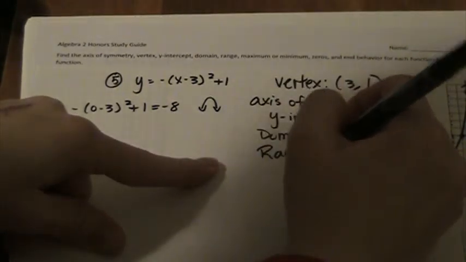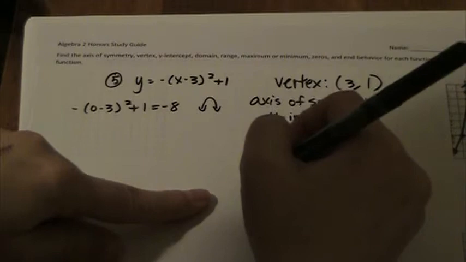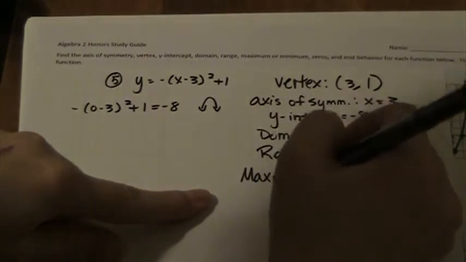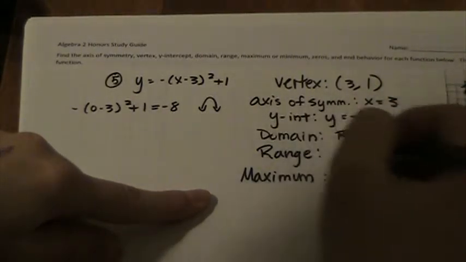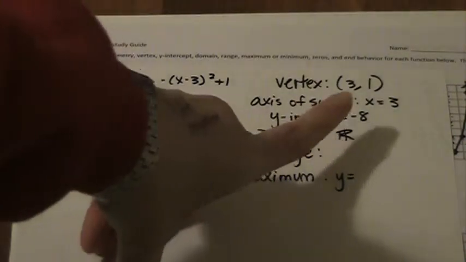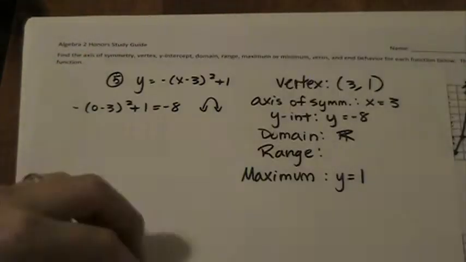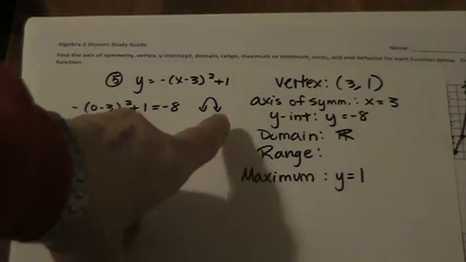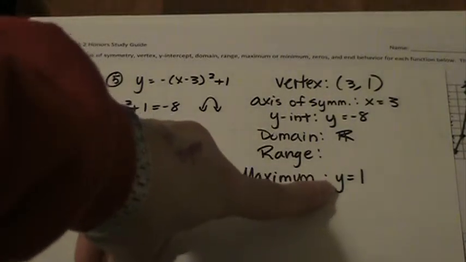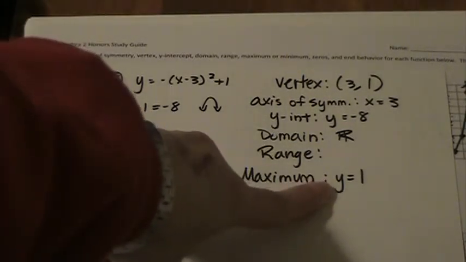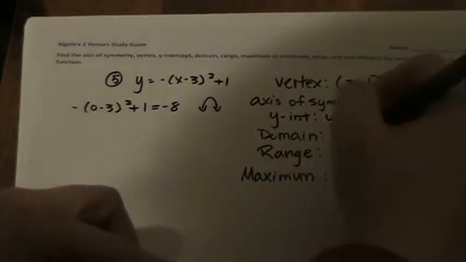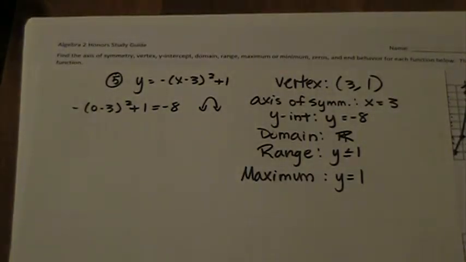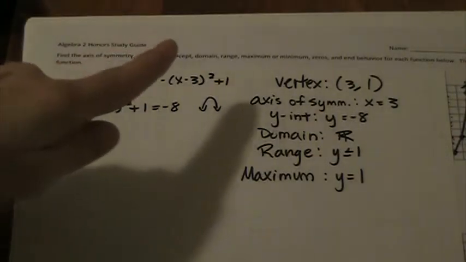Write my placeholder for my range. So we have a maximum, and the maximum is the y value of the vertex, which I already found, which is 1. And that helps me find my range, because now if that's the maximum, that's the highest y value, then every y's got to be less than or equal to that. So my range is y is less than or equal to 1. Okay, so we took care of all that.